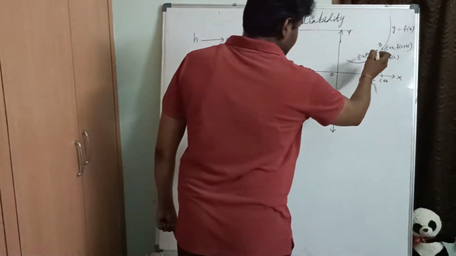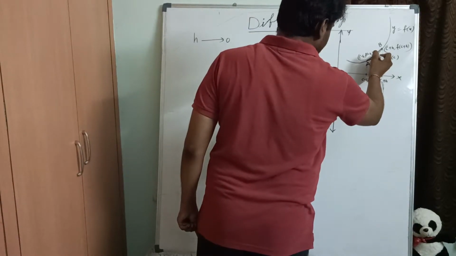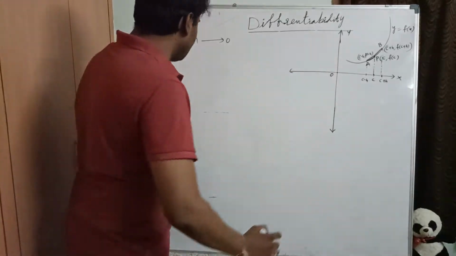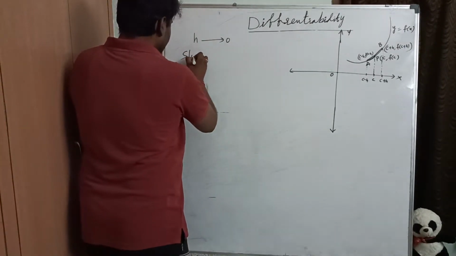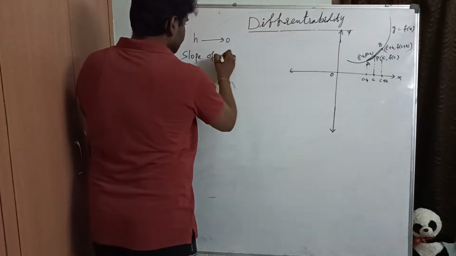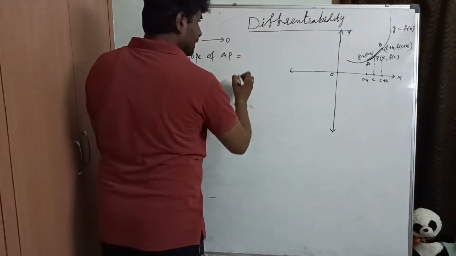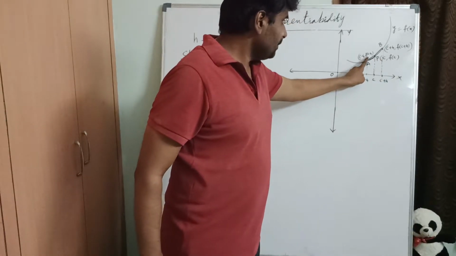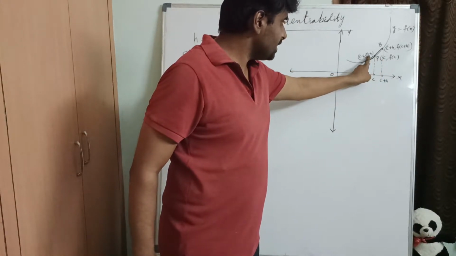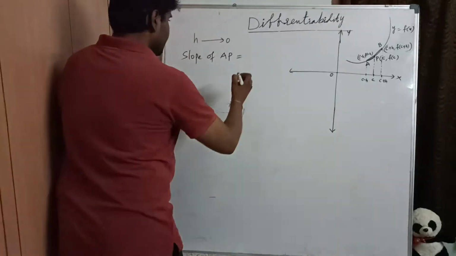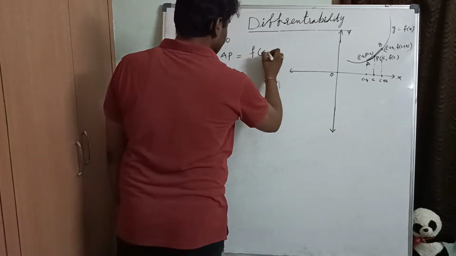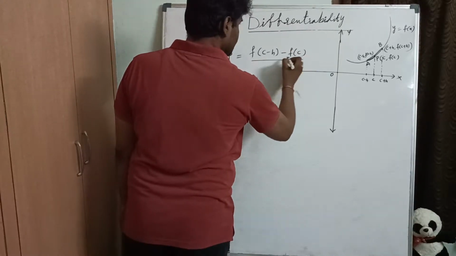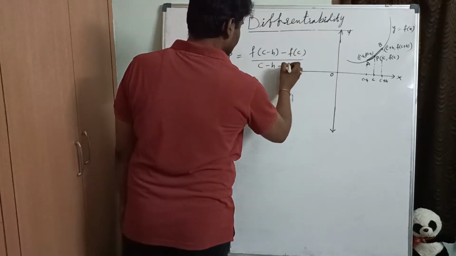Now similarly, let me take the chord PB. So we have chord AP and chord PB. What is the slope of AP, you tell me? What is the slope of AP? I can take c here, f of c minus h, then f of c minus h minus f of c by c minus h minus c.